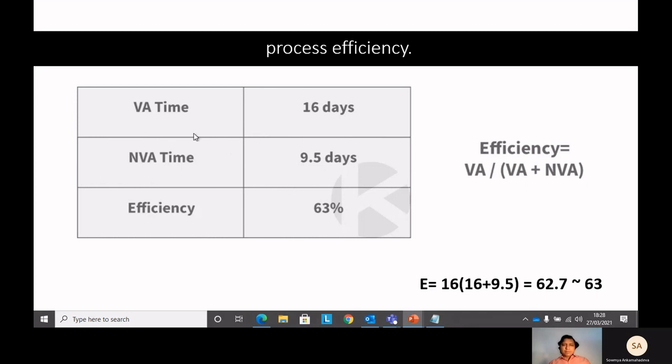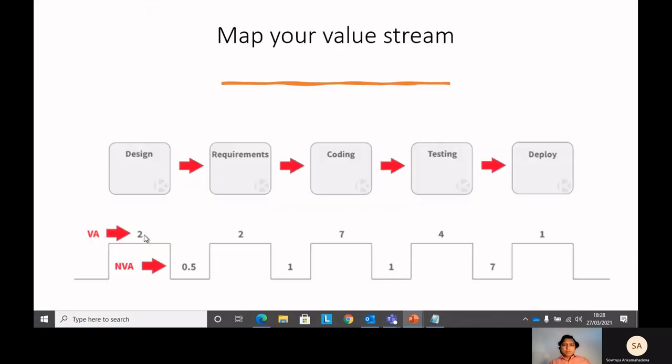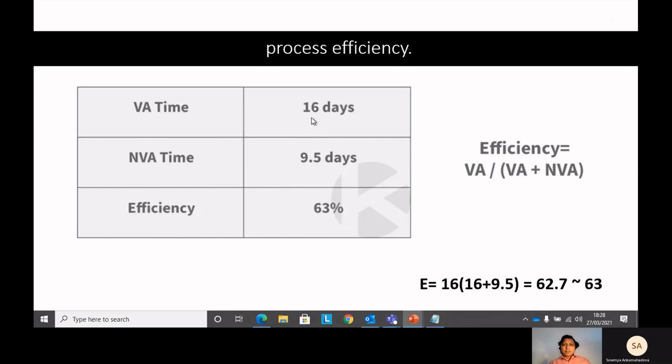Value add time: I have to take you back to how this 16 is coming. If you go over here, we calculate 2 plus 2 plus 7 plus 4 plus 1. If you combine this, it comes to 16. And you have to add non-value add as well: 7 plus 8 plus 9 plus 9.5. So 9.5 is the non-value add, and value added is 16. That's the reason they mention 16 days as the value add time, and NVA, non-value add time, is 9.5 days.